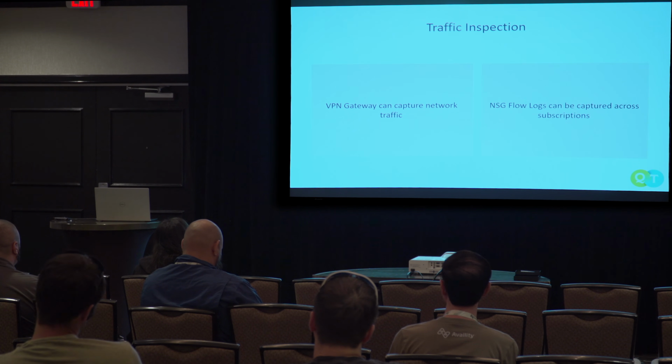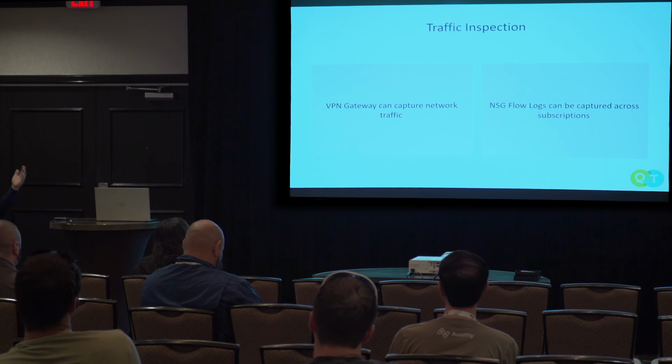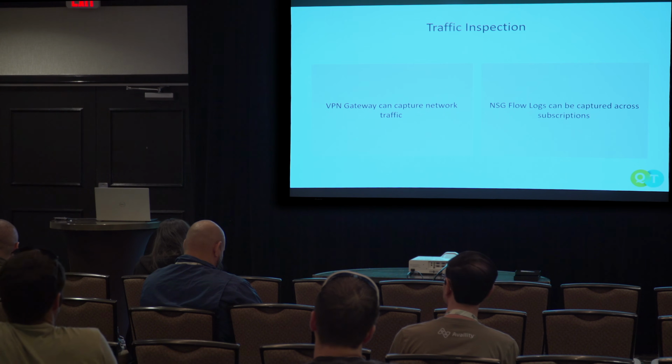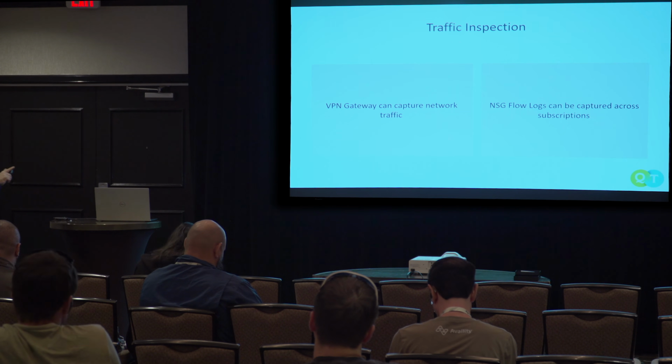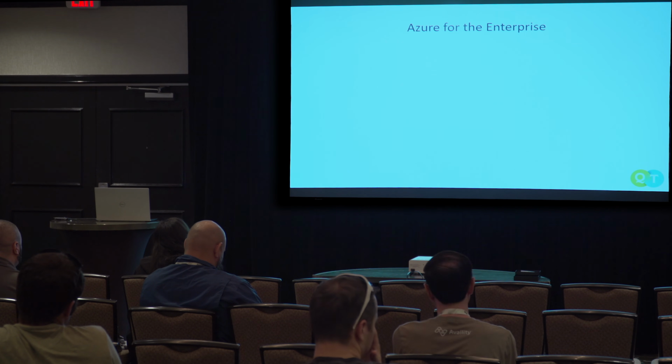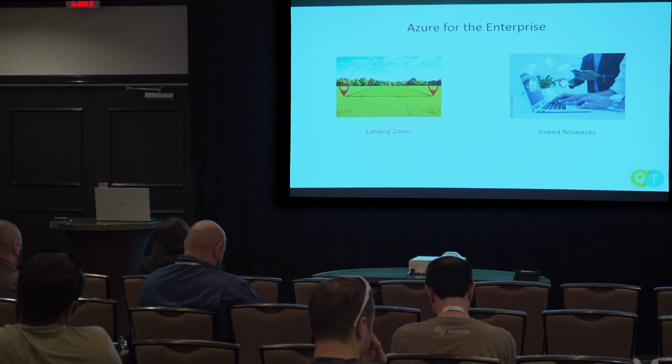Your VPN can capture network traffic, and the NSG flow logs can be captured across subscriptions. So again, that major shared infrastructure, connectivity, or management subscription can have NSG flow logs where no one else can see what came through that network security group except the one team that has all the flow logs propagate to it. Okay, so four shared resources. We talked about identity, management, and connectivity. And in this talk, we talked about landing zones and shared resources.